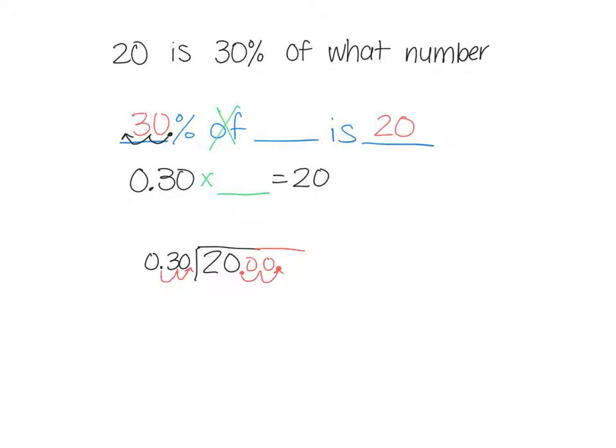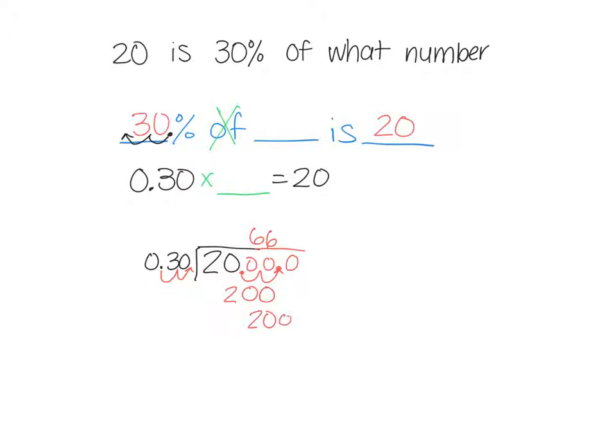So 30 can't go inside of 2 or 20, but it does fit inside of 200. Fits inside of 200 6 times. That would be 180. So if I took away 180 from 200, I'd have 20 left over. Now I'll bring down the next 0. Again, it goes in 6 times. I'd have 20 left over. I don't have 0 left, but I'm done with all the numbers I can bring down. So I'm going to add 0.0. It doesn't change the value of my number.